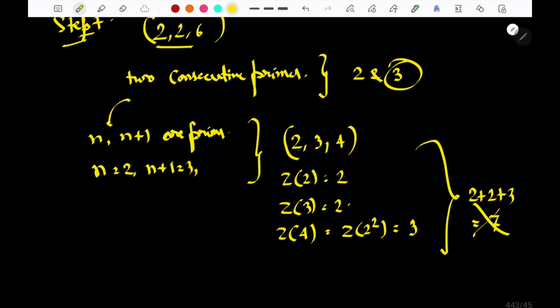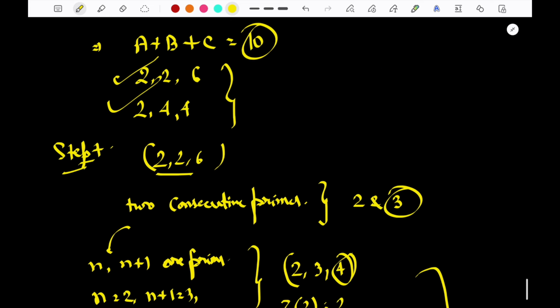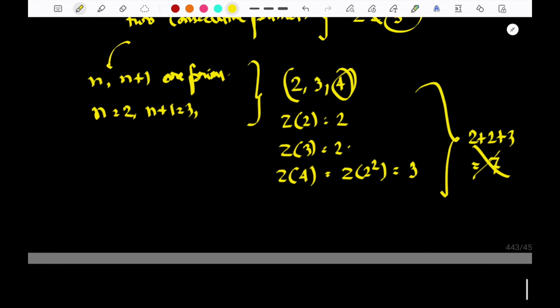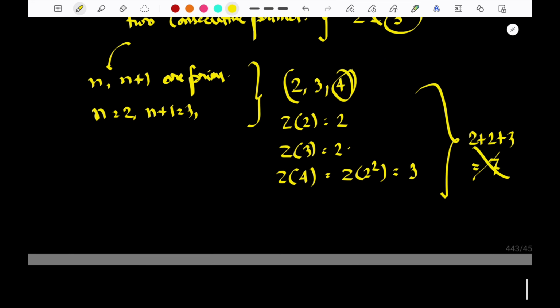Actually 4 was a perfect square, and initially I said no perfect square can be taken. So this case doesn't work at all. Now we can choose another thing.